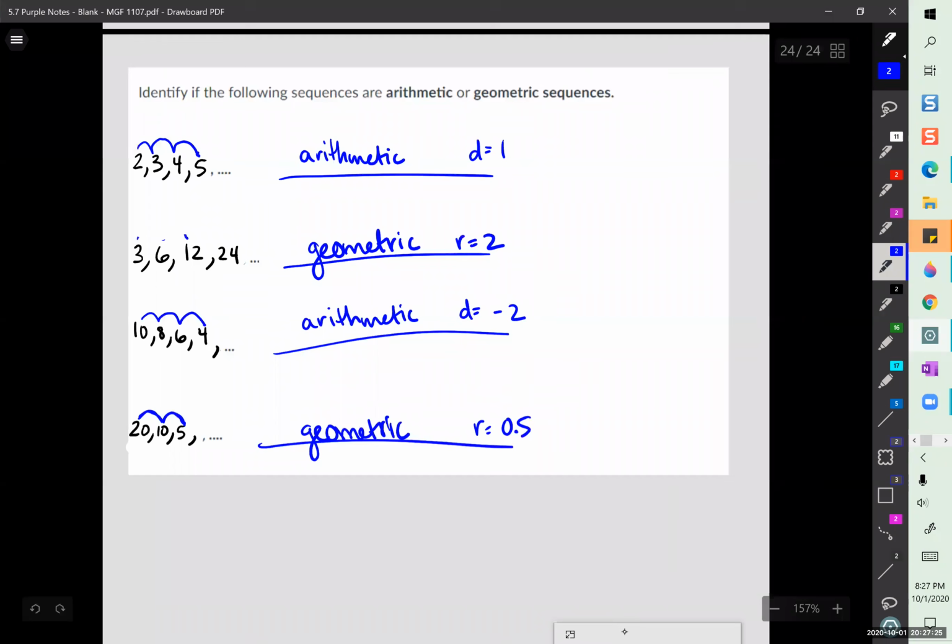So that's kind of our last part, is given sequences, be able to determine which one it fits. And you would just go through and think, could I constantly add something and make this work out? If not, could I constantly multiply by something and make this work out?